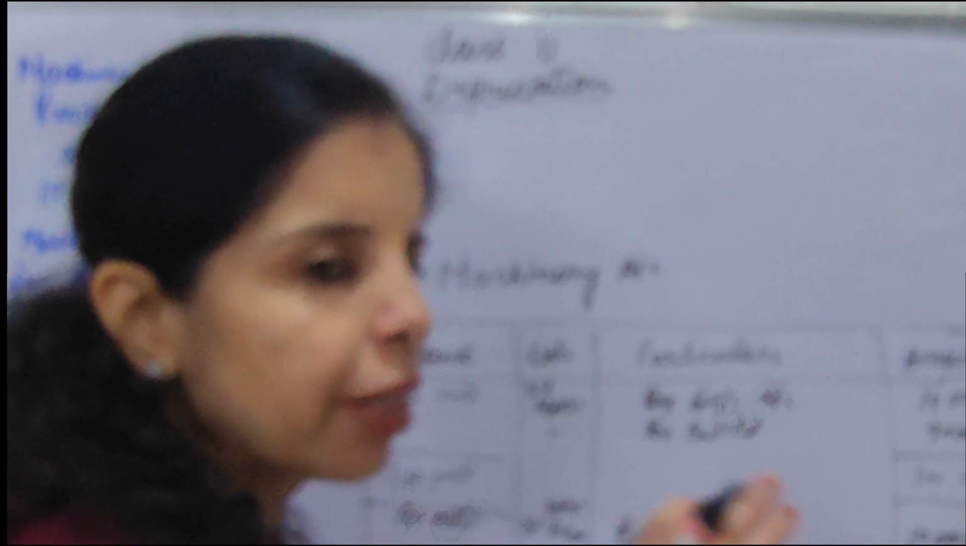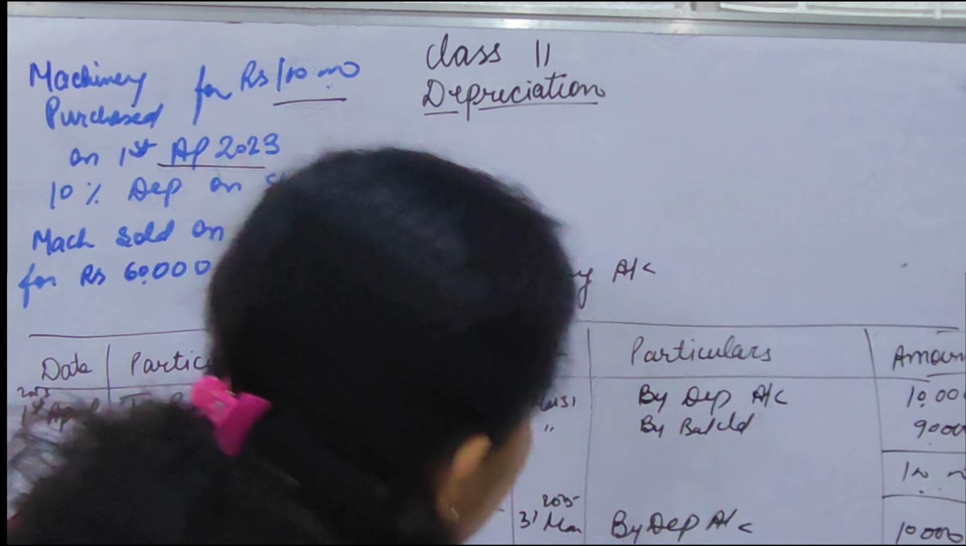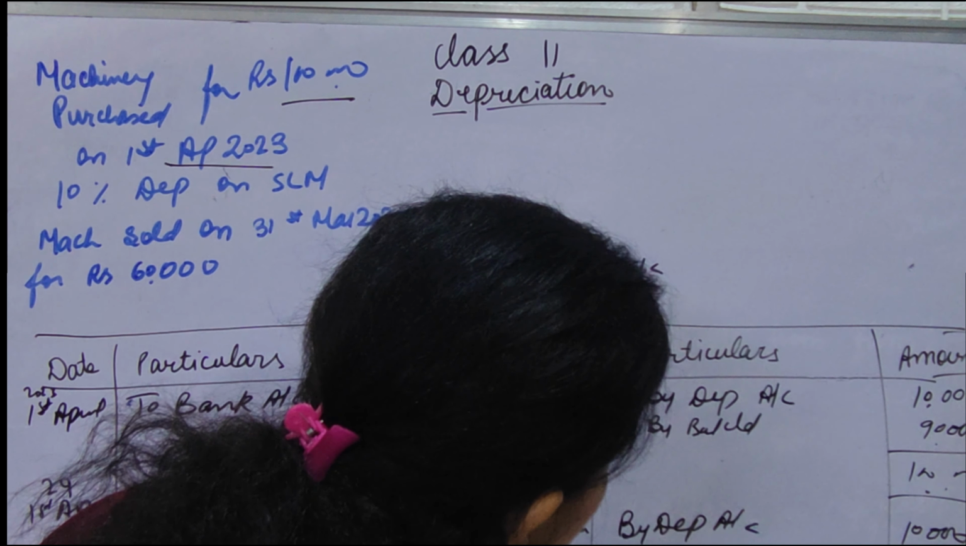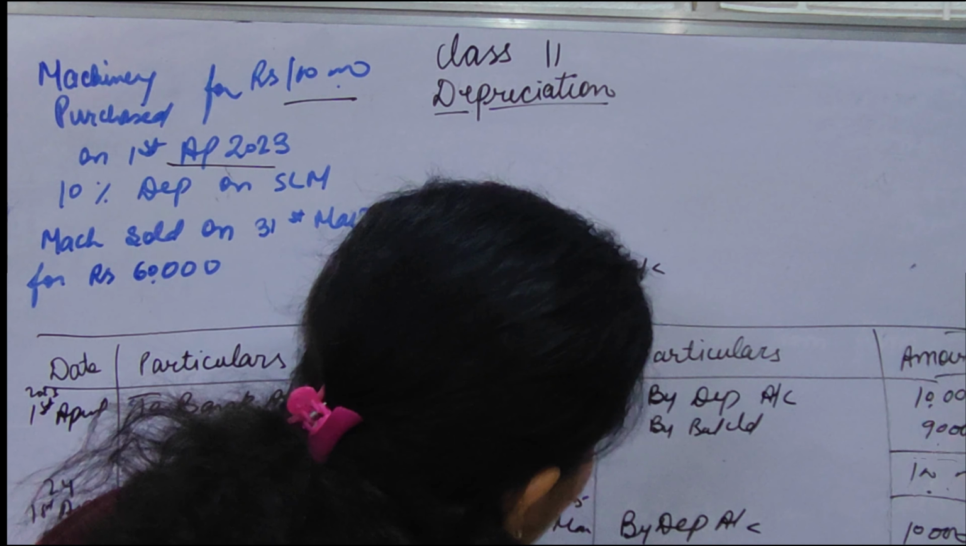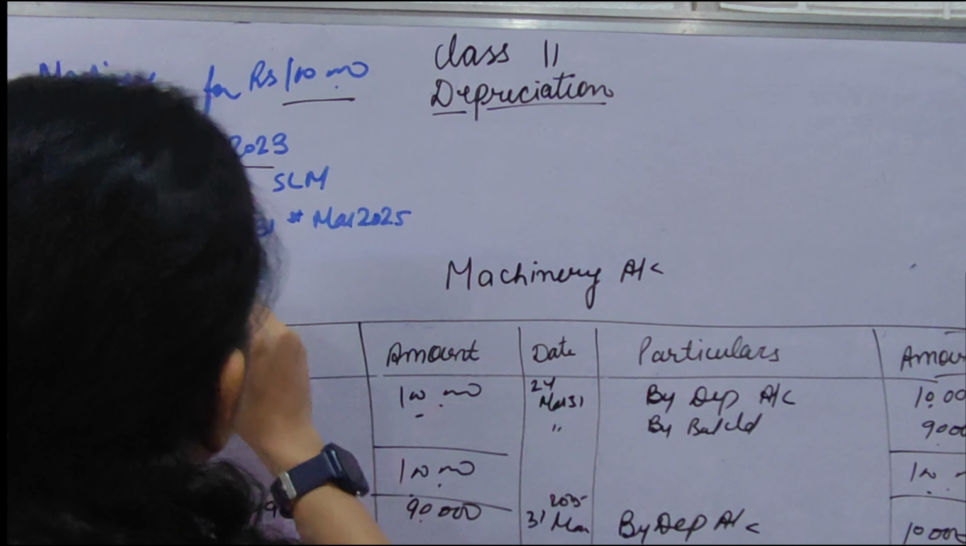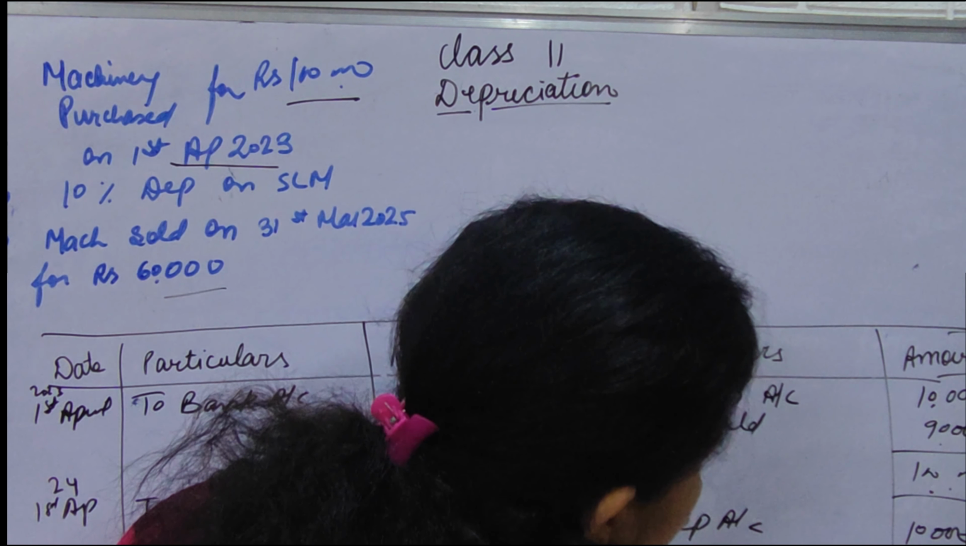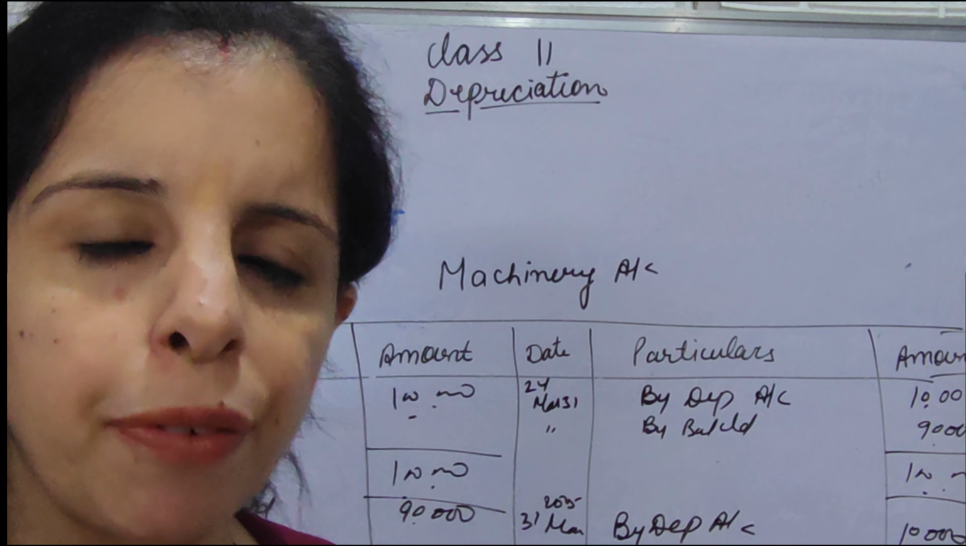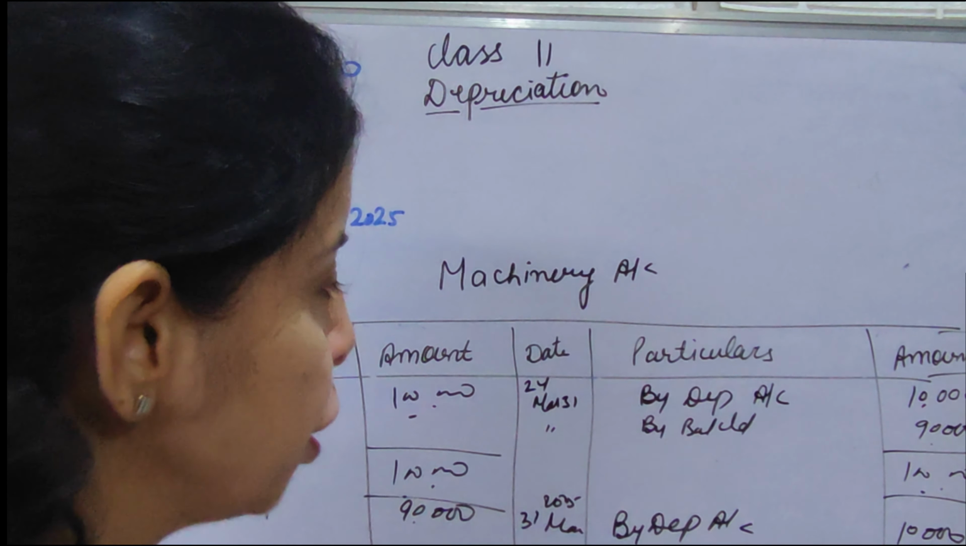So by depreciation we have written. Second entry will be by bank, machinery sold. So by bank account on the same day, it was sold for 60,000. And now the third thing, we have to find profit or loss from sale of machinery.